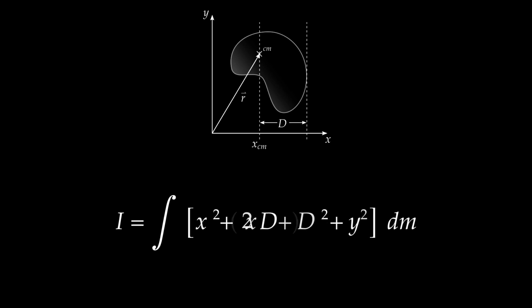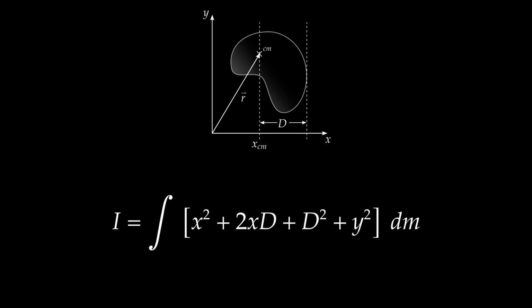This is the integral of, I'm going to FOIL this out and see what I get. Naturally, what I get is x squared plus 2xd plus d squared, and then I have the plus y squared left over, dm. It's the integral of a sum of 4 terms, and so I can write it as 4 integrals.